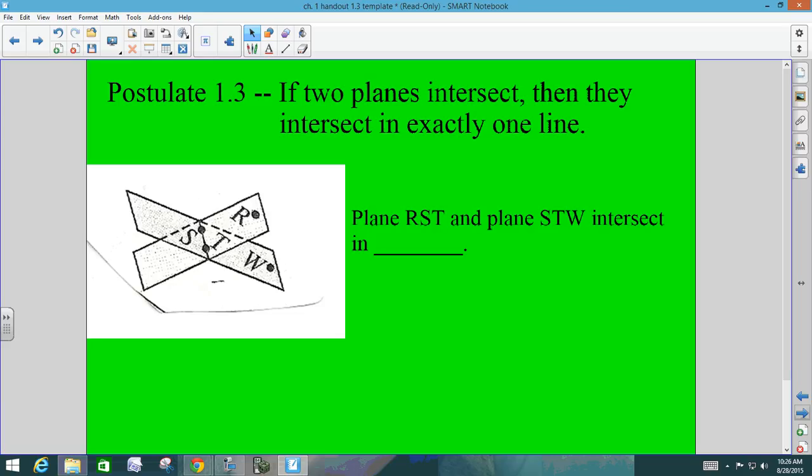So in your diagram there, plane RST and plane STW intersect on what line? ST. It takes 2 points to name a line. So plane RST, that'd be this guy, and STW intersect on line ST. Make sure you put the symbol above it, so I know that you're talking about line ST.